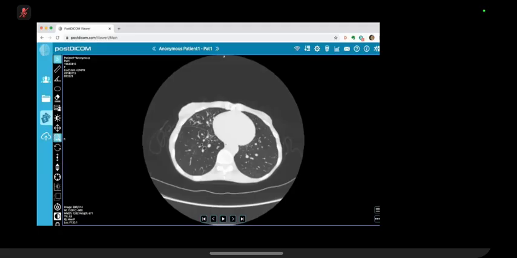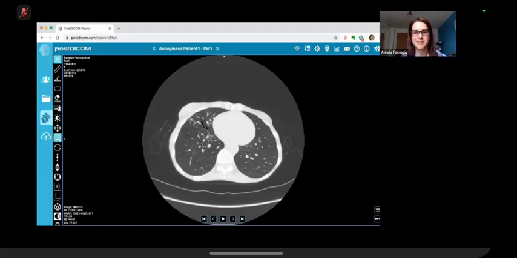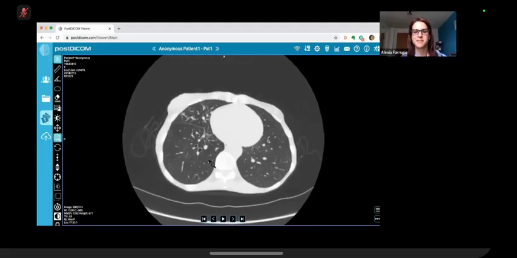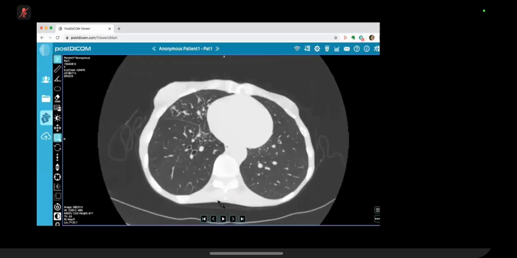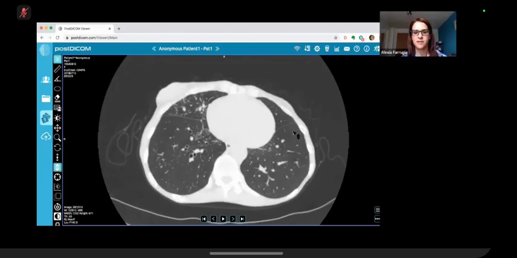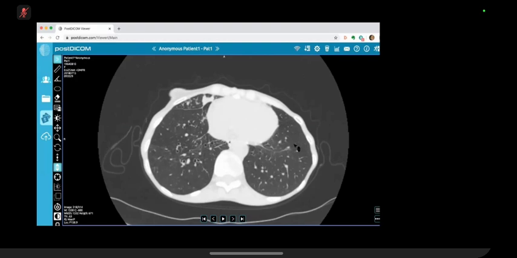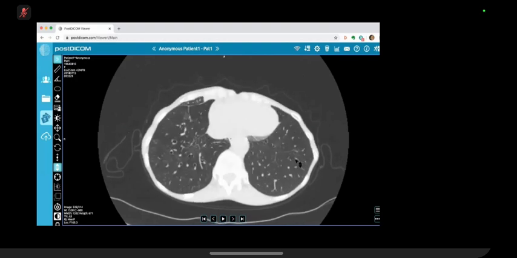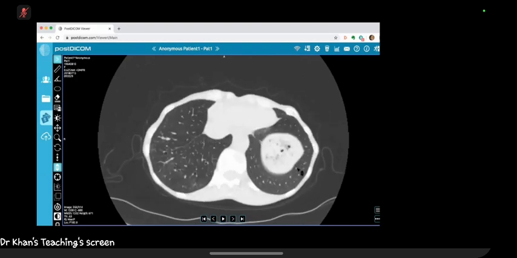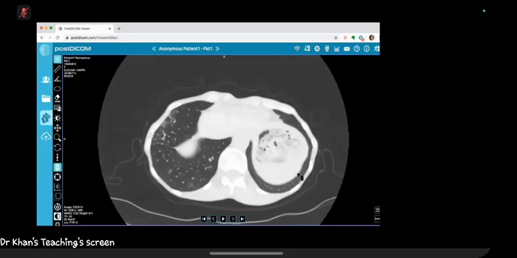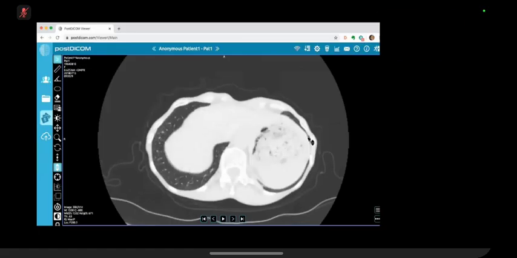I can see them, but I think there's some mucus plugging. Yes, exactly. And some tree-in-bud nodularity. I can also see some bronchial wall dilatation in the right lower lobe. That's correct, yes. And I thought I saw some further changes which look slightly infective in the lower lobes here as well.